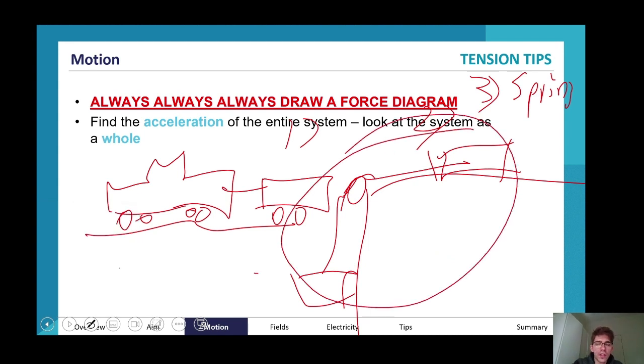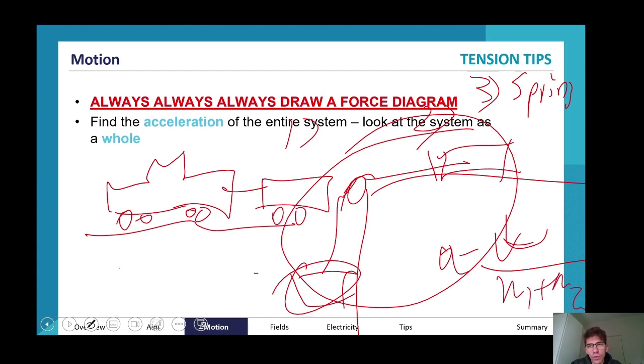Remember, you can use this as a connected body. To find acceleration here, the total force is the weight force acting on the object divided by the total mass of the system, so mass 1 plus mass 2. That's the acceleration of both of them. In order to find tension, if this is m1 and this is m2, tension would be m2 multiplied by a, which you found here. So it's very straightforward, very simple.